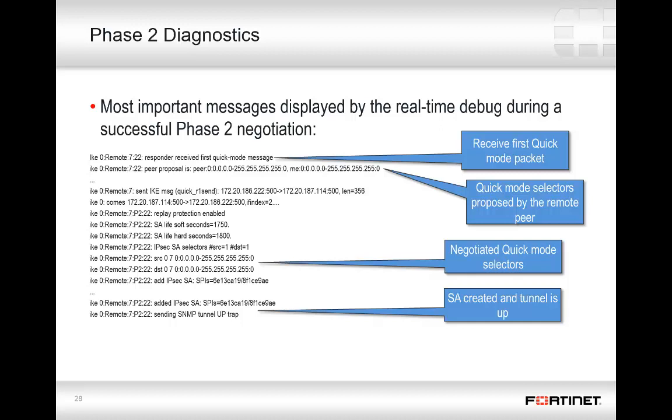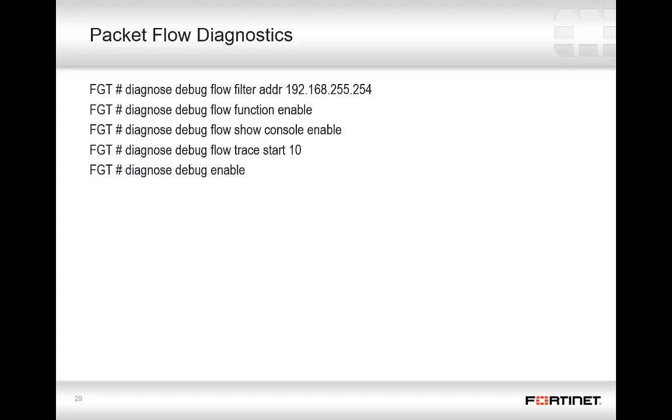If there are any problems in the establishment of either the phase 1 or phase 2, the output to the console shows the problem. If the tunnel is up but the traffic is not passing through the VPN, we can use the diag debug flow CLI command to troubleshoot. This will display step by step what each FortiGate module does with each packet.